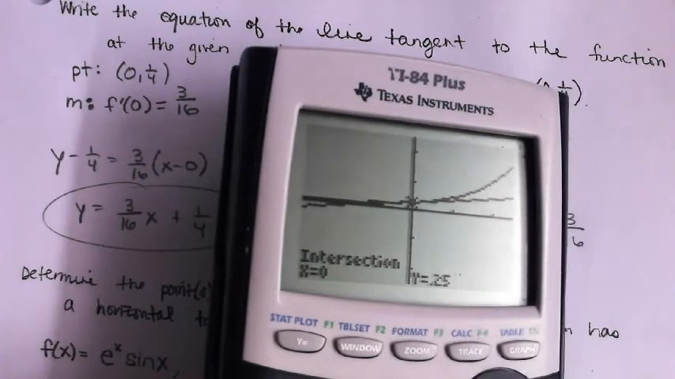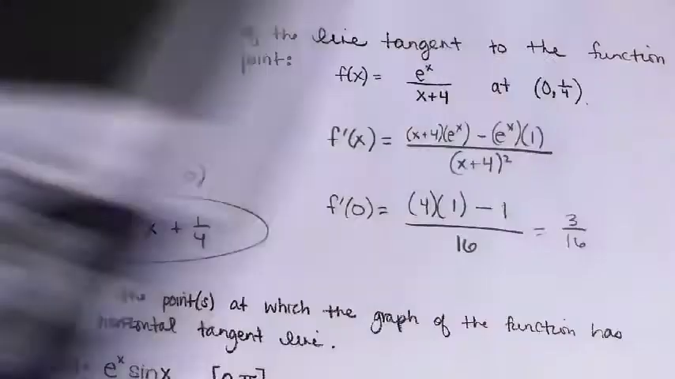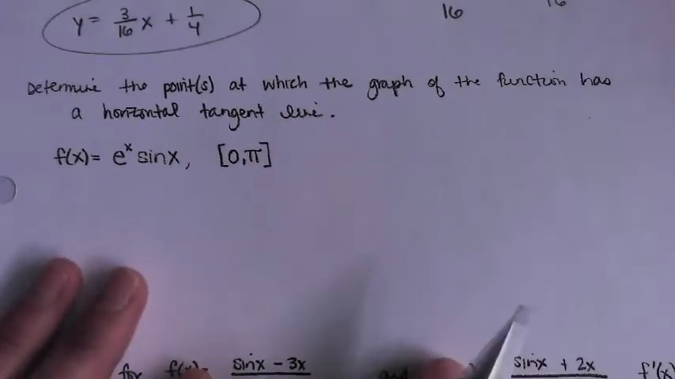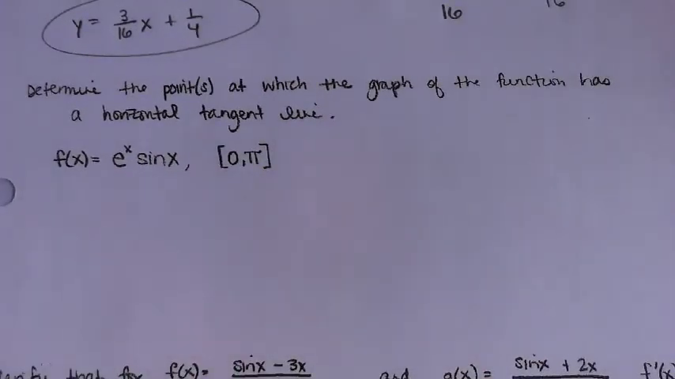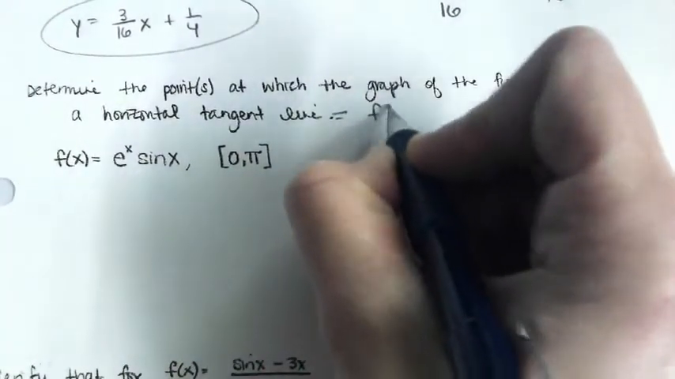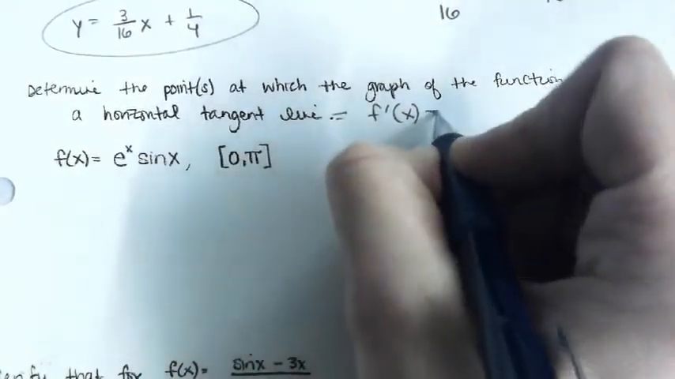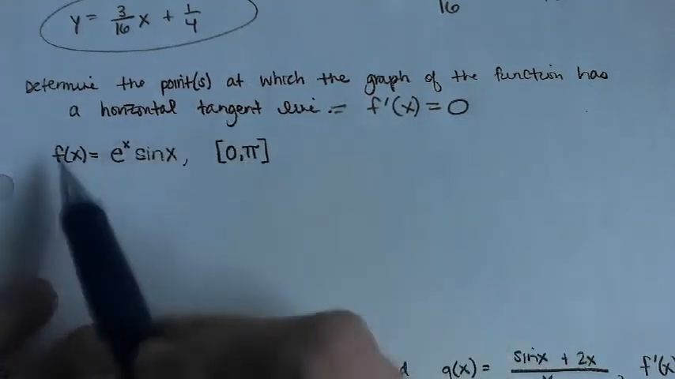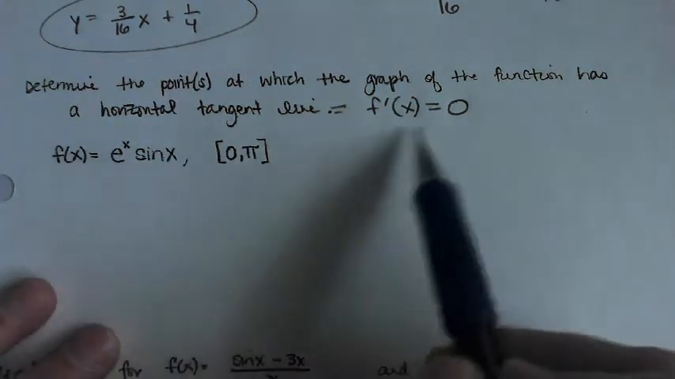Wonderful. Any questions? So, review. We've done that concept before. Determine the points at which the graph of the function has a horizontal tangent line. What do you know about horizontal tangent lines? Slope, f prime of x has to equal 0. Correct. So we're going to find the derivative and set it equal to 0.